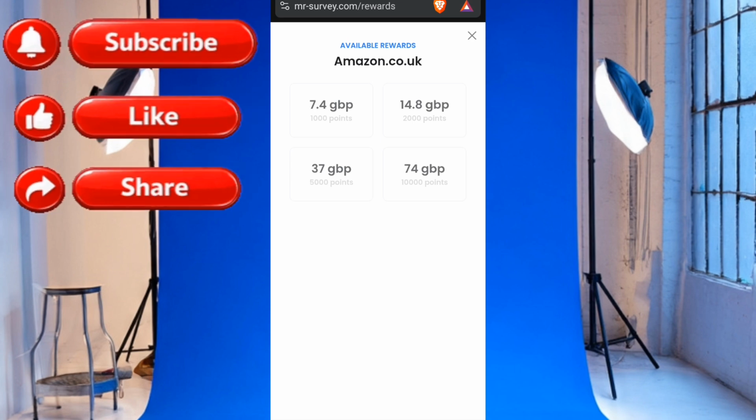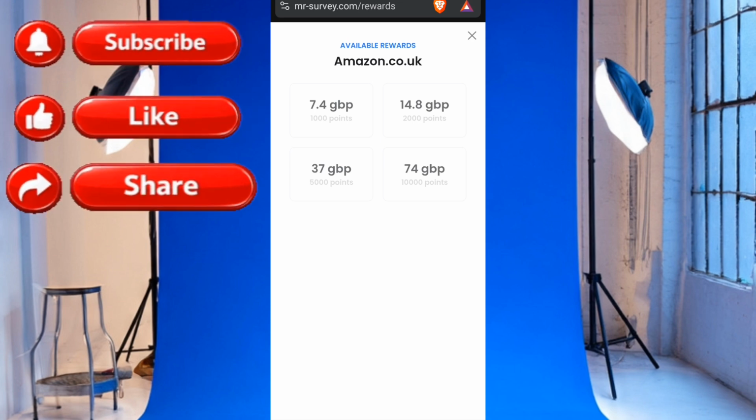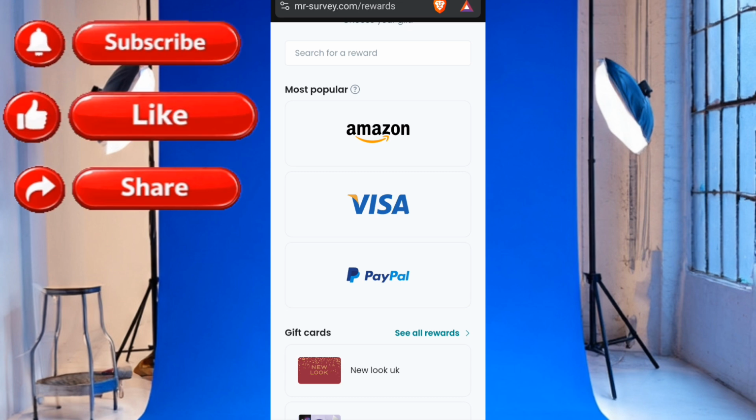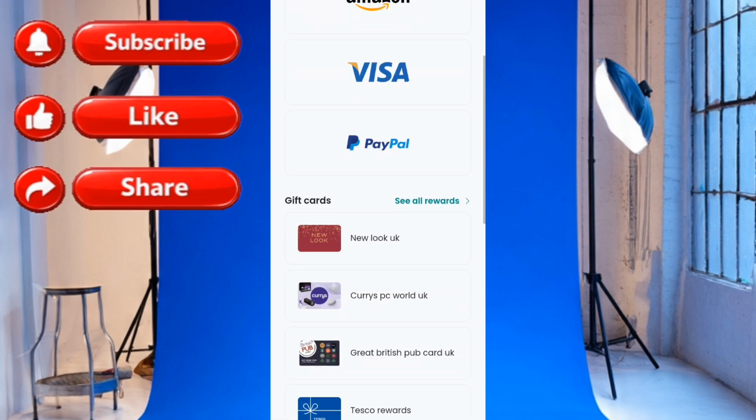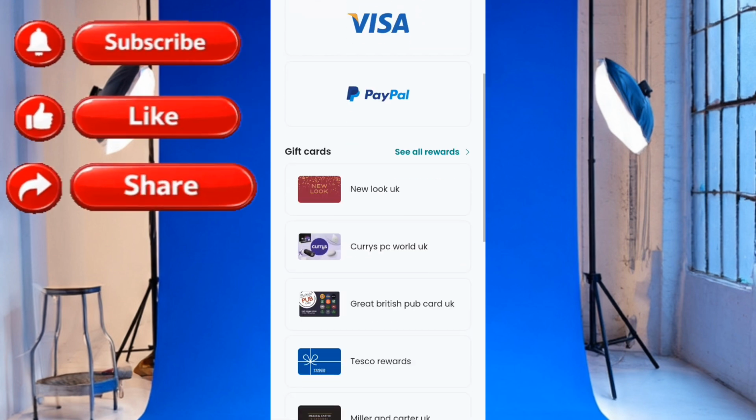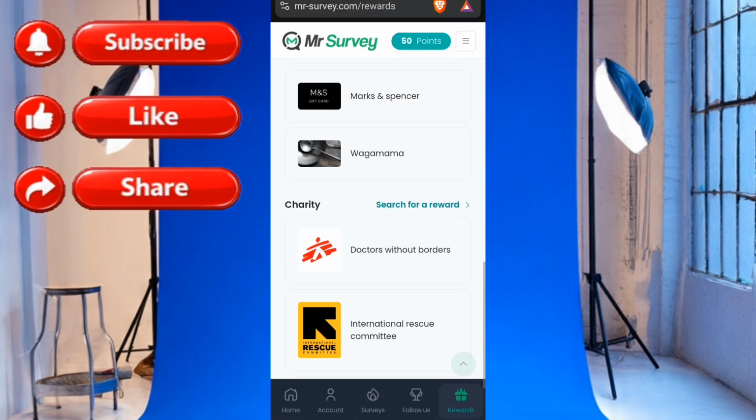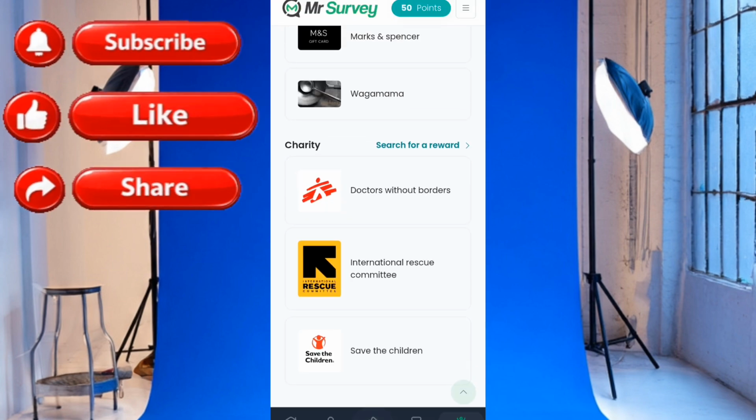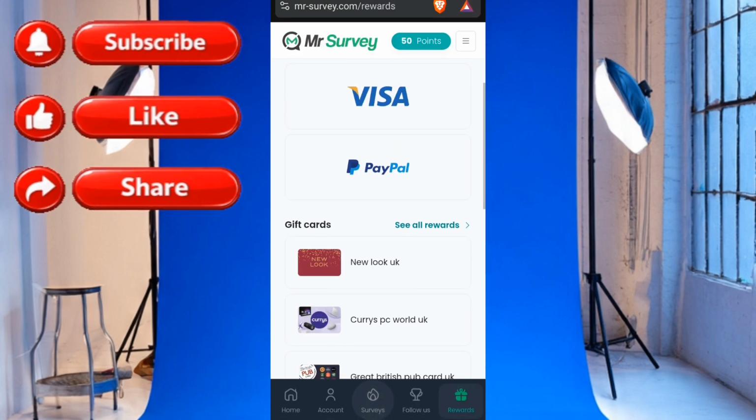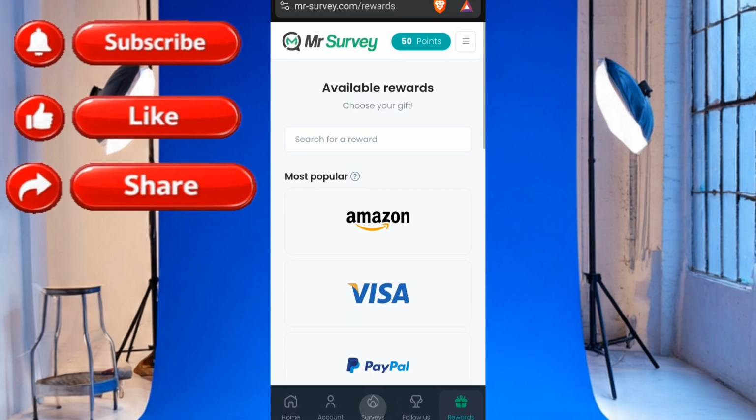Whenever you reach the threshold, you can withdraw through an Amazon gift card. Also with PayPal, you can withdraw through PayPal. They also have different cards right here, which you can withdraw through as different gift cards. That is their withdrawal requirement and about the withdrawal.